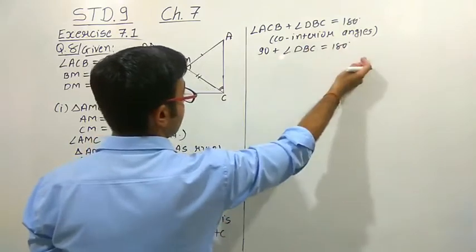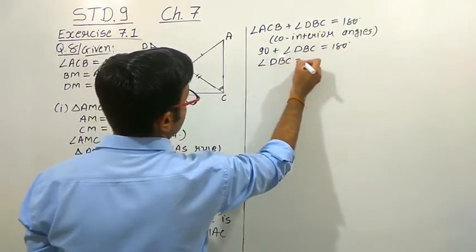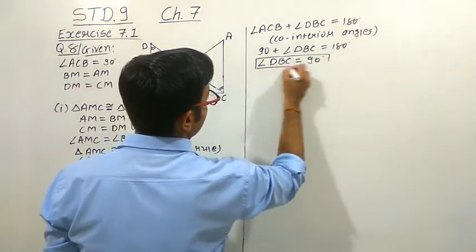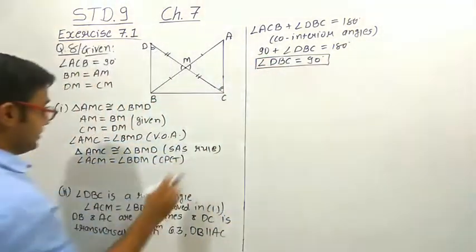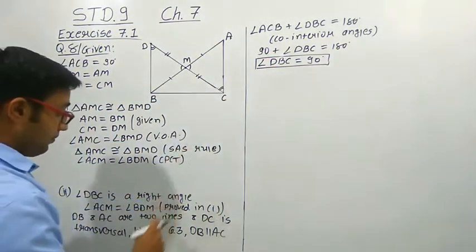So when we take 90 to the right hand side, we can write down angle DBC is equal to 90 degrees. And what is the meaning of this? That is, angle DBC is what? DBC is a right angle. So in this way we can prove this thing.